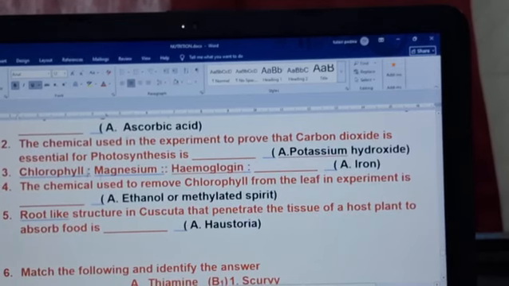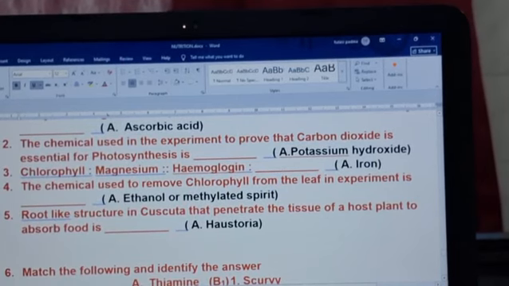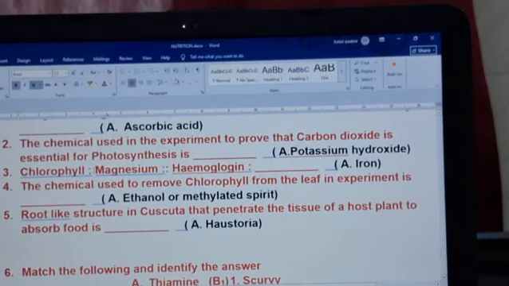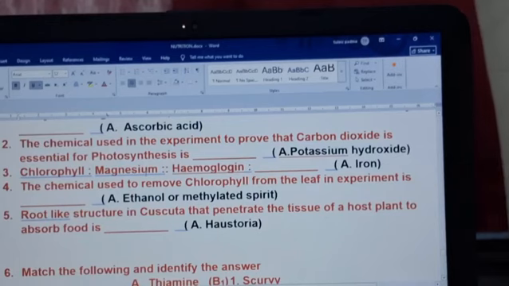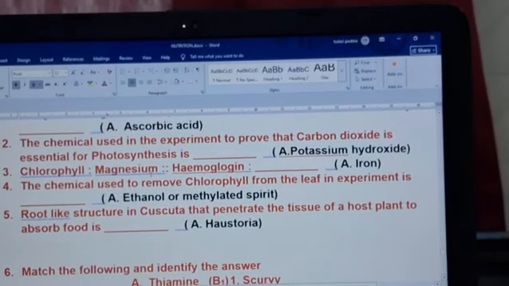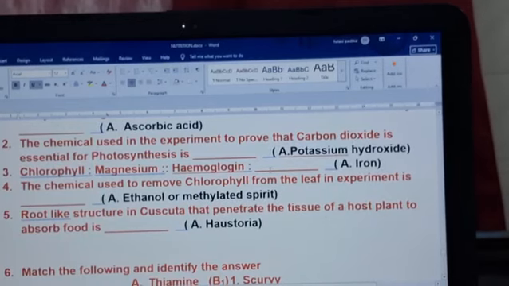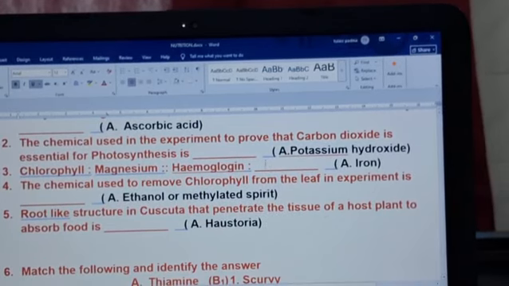Next one, chlorophyll is to magnesium, hemoglobin is to dash. Means what? You have done the photosynthesis process, in which the chlorophyll pigment contains a magnesium molecule in it, which is very essential for the photosynthetic process to take place. Similarly, hemoglobin should contain iron. Then only the absorption of oxygen, combustion process, and the respiratory process, the energy releasing process, everything is possible.